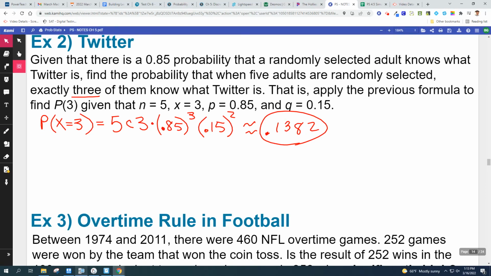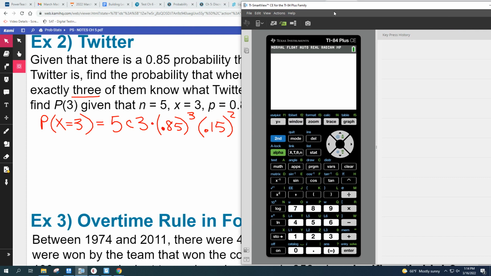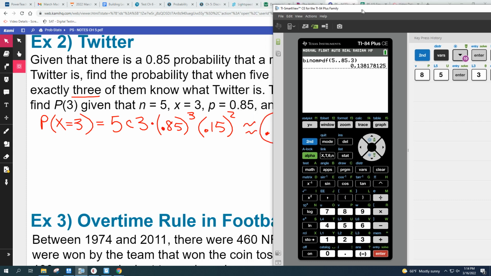If we want to do this problem on a TI, here's what we'll do. We can go into the distribution menu and arrow down a bunch of times to Binomial PDF. Trials is 5, n is 5, and your p-value was 0.85, and your x value on this problem was 3, x equals 3. Paste it to your home screen, and there we go, same answer, 0.1382, right?